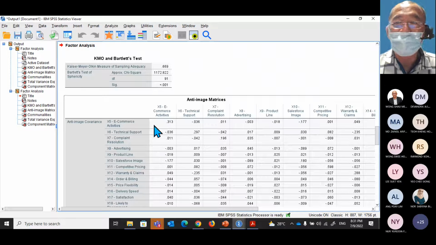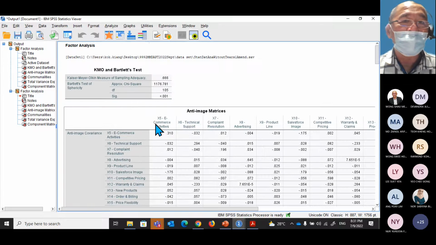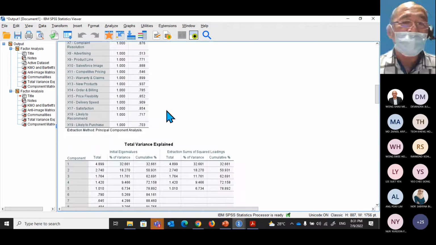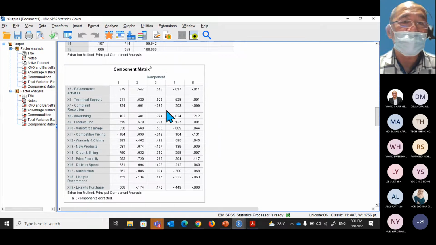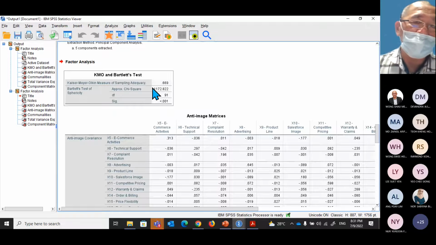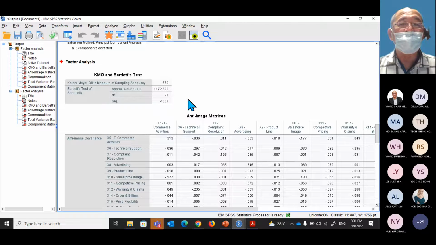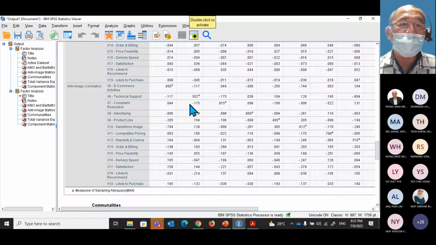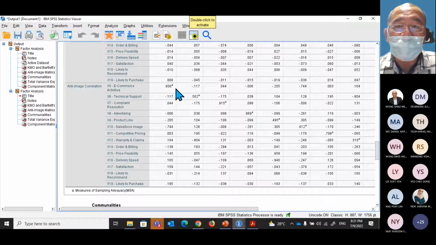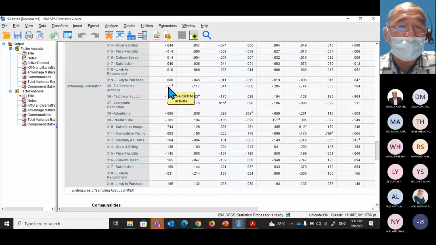So this is the new output. First thing we see is the overall KMO is now a bit better. Just now 0.666, now 0.669, a bit better. But we also see the anti-image. The MSA for the individual variable, 0.6 is very good.